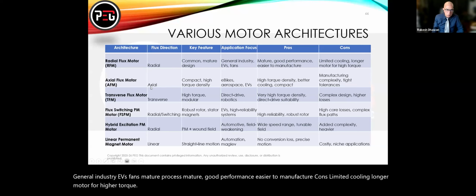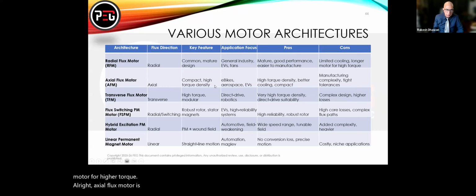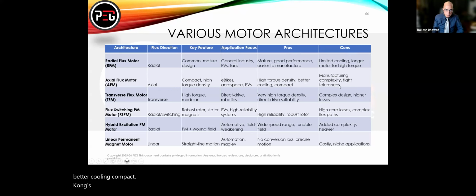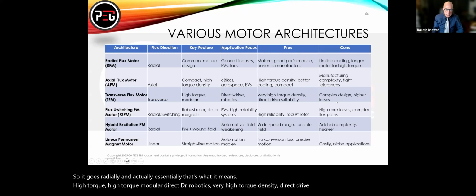All right. Axial flux motor is compact, high torque density. Application focus: e-bikes, aerospace, EVs. Pros: high torque density, better cooling, compact. Cons: manufacturing complexity, tight tolerances. Transverse flux motor has a transverse flux direction. So it goes radially and axially, essentially. That's what it means. High torque, modular, direct drive, robotics. Pros: very high torque density, direct drive suitability. Cons: complex design, higher losses.